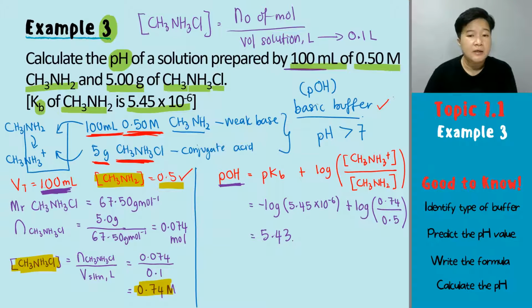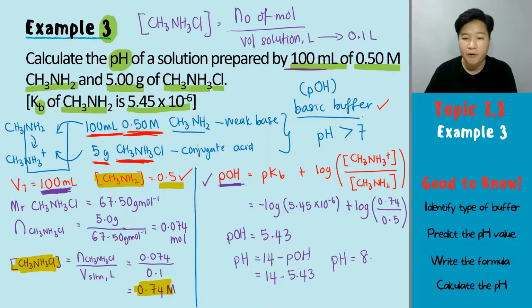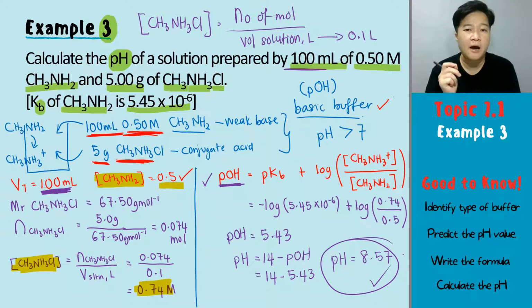And I hope you remember, this 5.43 that you calculated is only your pOH value. Remember, it's a basic buffer, so we're using the formula of pOH only. Okay? And from here, we can easily change it to the pH value, where pH equals 14 minus pOH. That will then equal 14 minus 5.43. Therefore, the pH value calculated in this question is 8.57. As we all agree, the pH value right now must be more than 7 because it's a basic buffer.